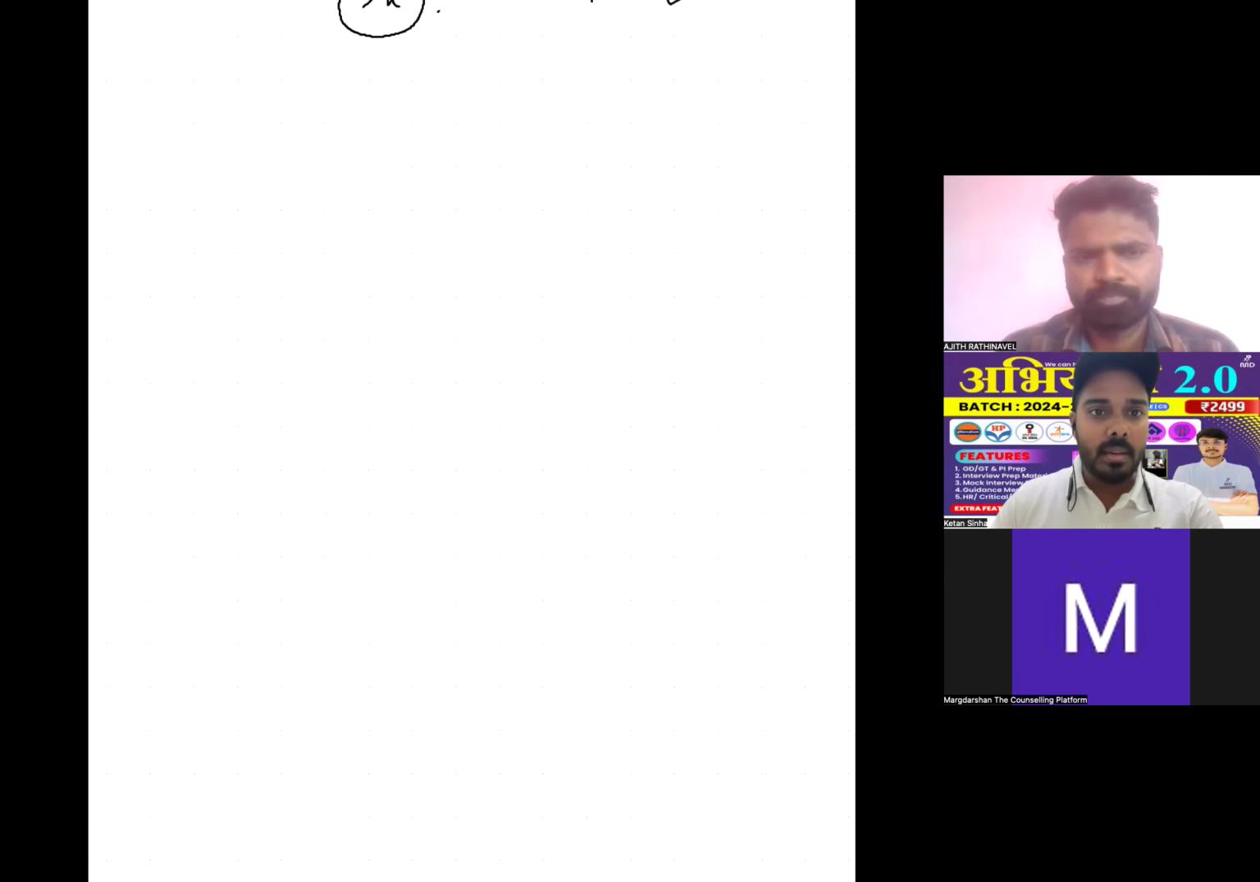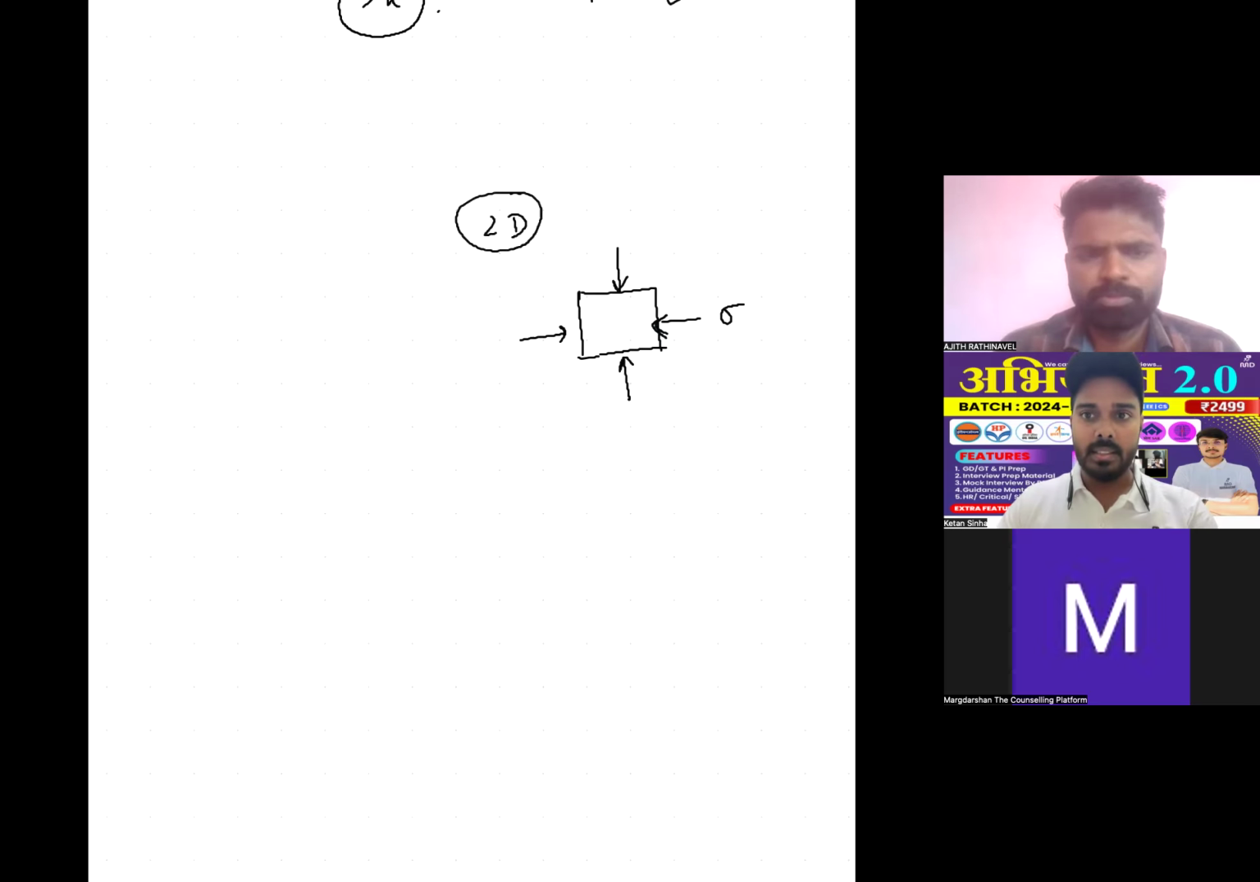So I'm drawing a stress element before you. Okay? So it is subjected to, suppose, sigma load from all four sides. It is a 2D stress element and it is subjected to sigma from all the four sides. Can you draw its Mohr circle? Yes, sir. Just draw.